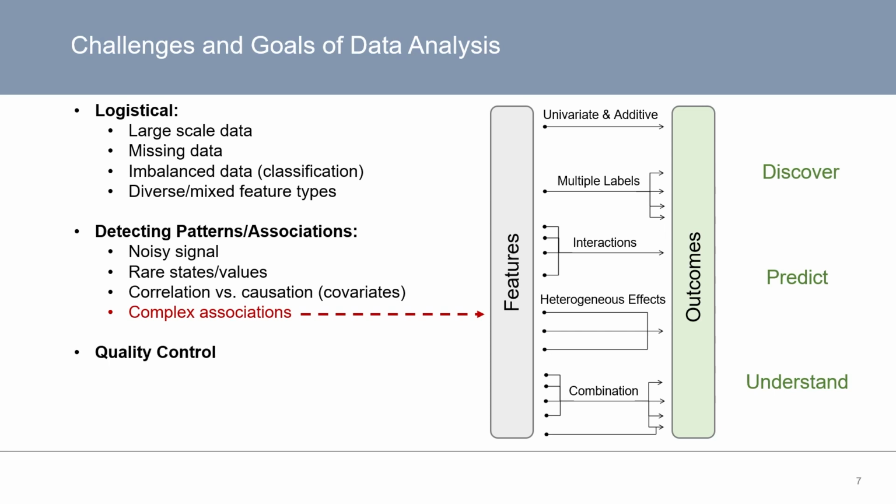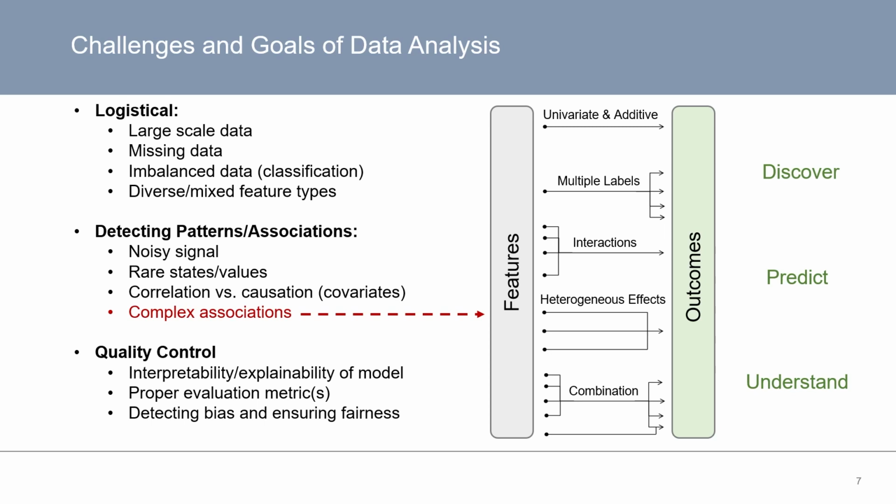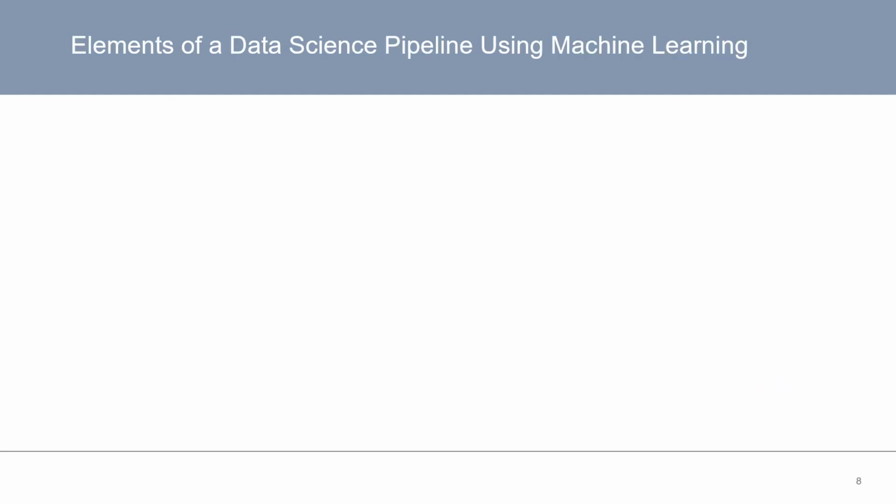Moving on to quality control considerations, there is often a need to be able to interpret or explain how a model makes decisions by understanding the factors that drive predictions and understanding the nature of these underlying relationships. We also need to ensure that proper evaluation metrics are being used to gauge performance, as well as seek to detect potential biases in our analyses or models in order to ensure fairness, and ultimately ensure the reproducibility of our model or findings. Now let's quickly review the potential elements of a typical data science pipeline that utilizes machine learning.